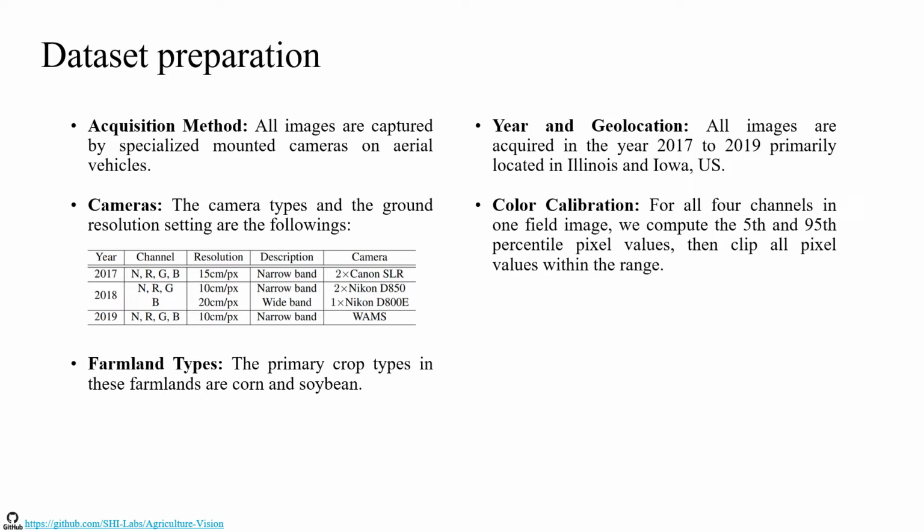We also did color calibration for all 4 channels for each image, and we did it by first computing the 5th and 95th percentile pixel values, then clip all the pixels within this range.